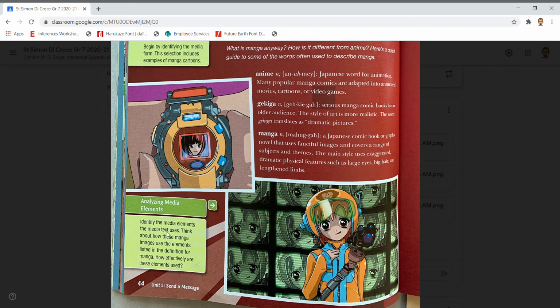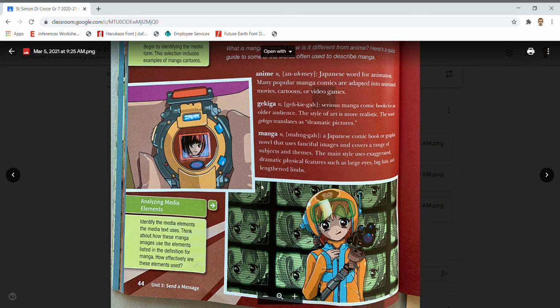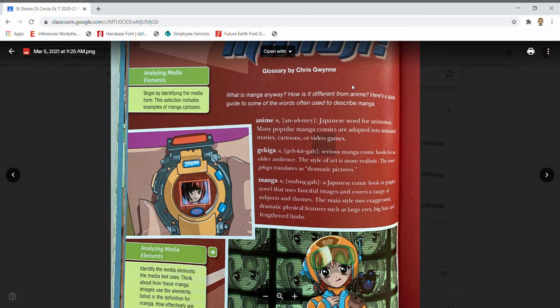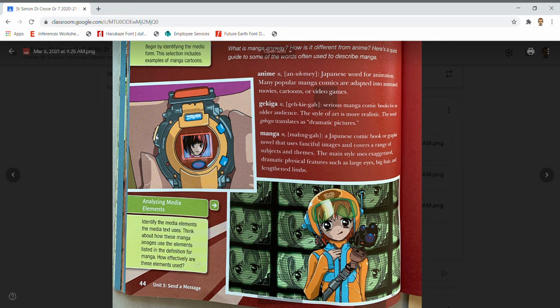Identify the media elements the media text uses. Think about how these manga images use the elements listed in the definition. How effectively are these elements used? Well, you know what? Write your own opinion. For you that already are familiar with manga and anime, what is it about it? When you look at it from a superficial level, just looking at it in terms of the colors, the features, the layout of the whole thing, really that's what these questions are asking you to answer. What is it about it that draws you in? What is it about it that really captures your interest and prompts you to read the graphic novels of it, or watch a movie or a cartoon series of it? What is it about the style?